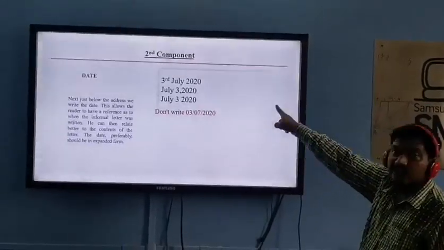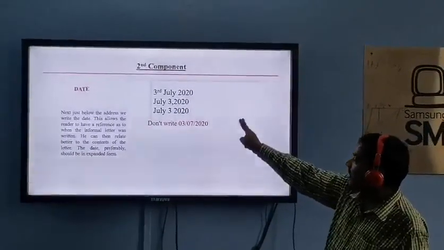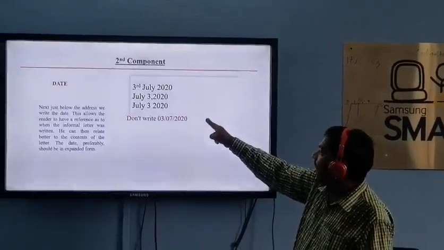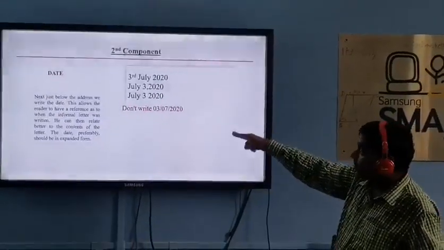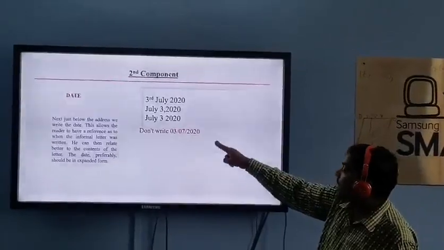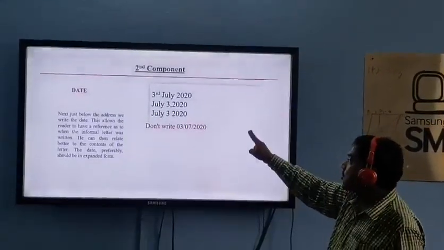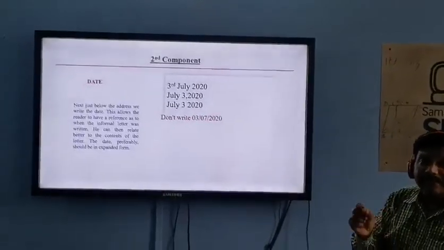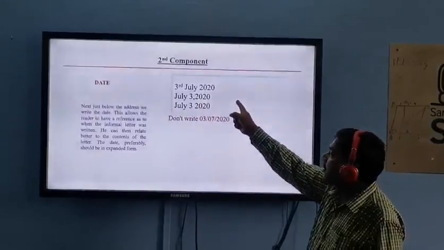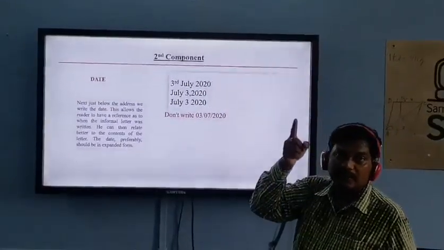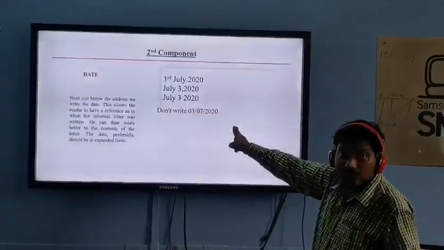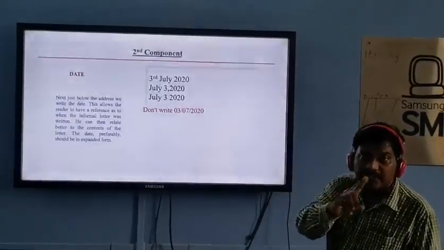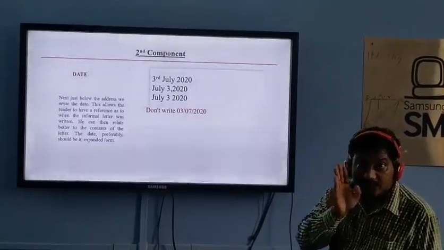3rd July 2020. Or you can also write the month in the beginning, July 3, then comma 2020. And the third way is also acceptable, that is July 3, there is no comma 2020. So these three kinds of date can be mentioned in the second component, that is date. And you must remember, this kind of writing of the date is not universally accepted.